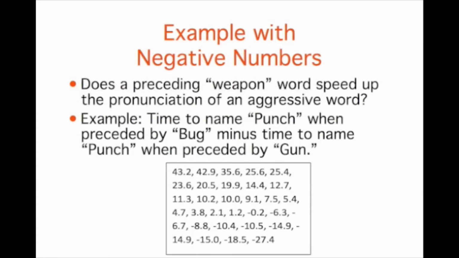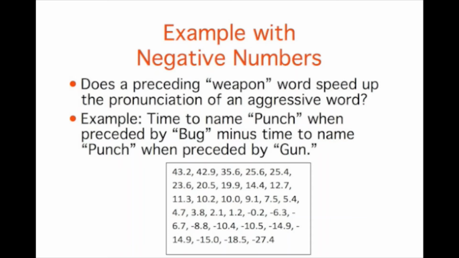The data shown here are from a study on aggressive thinking. Each value is the mean difference over a series of trials between the time it took an experimental subject to name aggressive words, like punch, under 2 conditions. In one condition, the words were preceded by a non-weapon word, such as bug. In the second condition, the same words were preceded by a weapon word, such as gun or knife. The issue addressed by the experiment was whether a preceding weapon word would speed up or prime pronunciation of the aggressive word compared to a non-weapon priming word.